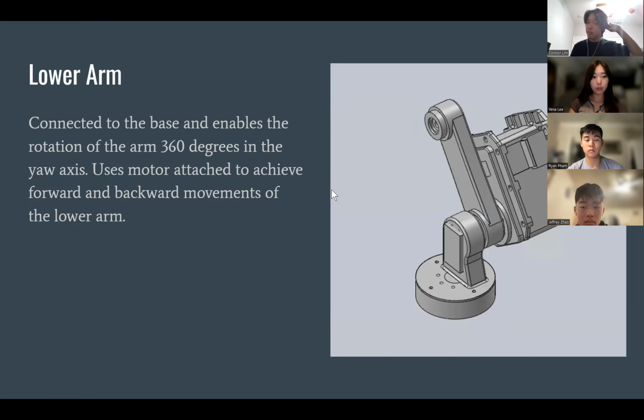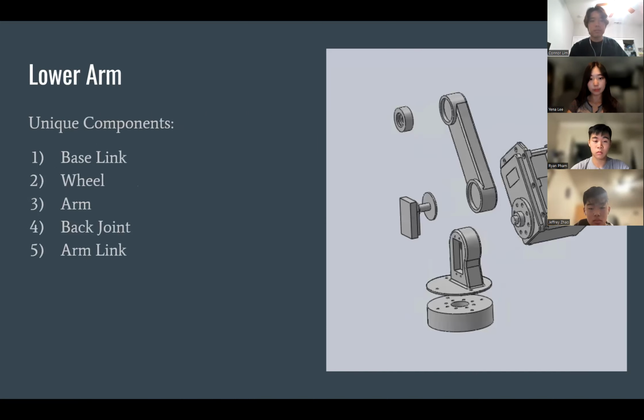So here's a lower arm which is connected to the base and enables the rotation of the arm 360 degrees in the yaw axis, and it uses a motor attached to achieve the forward and backward movements of the lower arm. So the lower arm is composed of 5 different components. The first one is the base link, which connects the arm to the base, and then the wheel, and then the arm itself, and then the back joint, which connects the whole thing together, and then the arm link, which connects the lower arm to the upper arm.